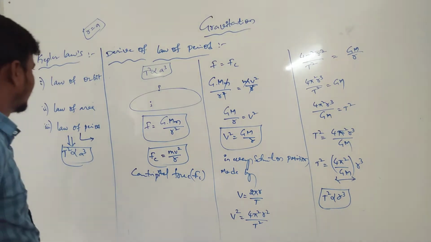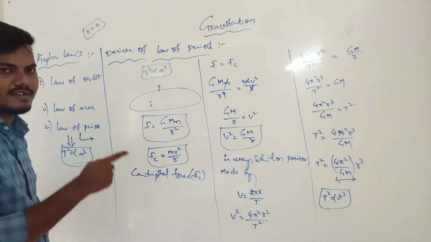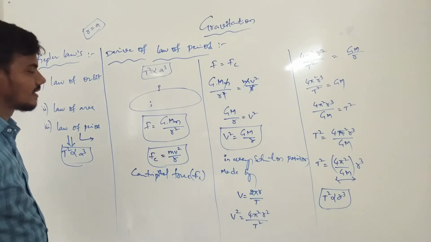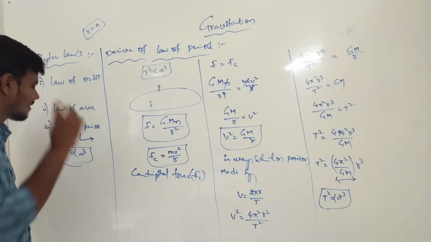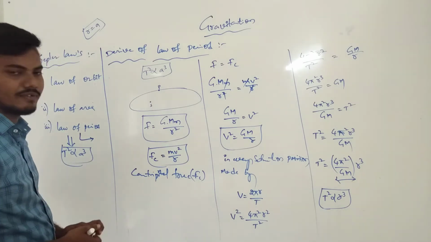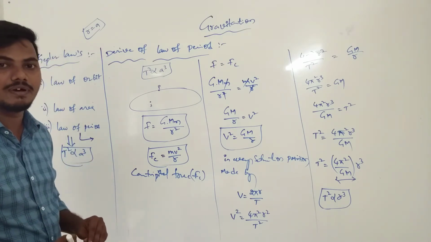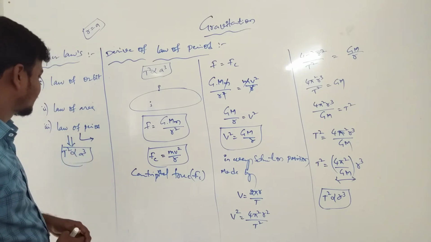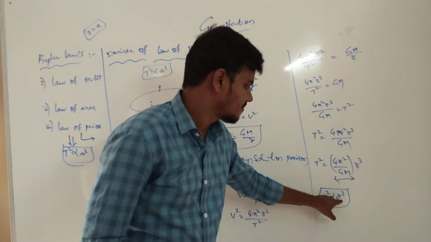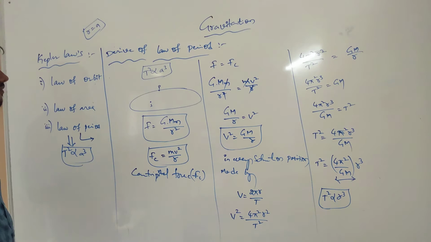Now the law of orbits applies only to this statement: all planets revolve in elliptical motion with the sun situated at one of the foci. Now the law of area: the line joining the planet to the sun sweeps equal areas in equal intervals of time. Now the law of period: the square of the time period is always directly proportional to the cube of the semi-major axis. This is the law of period.